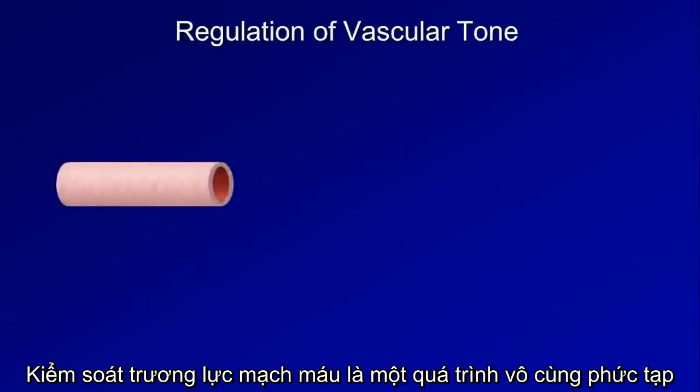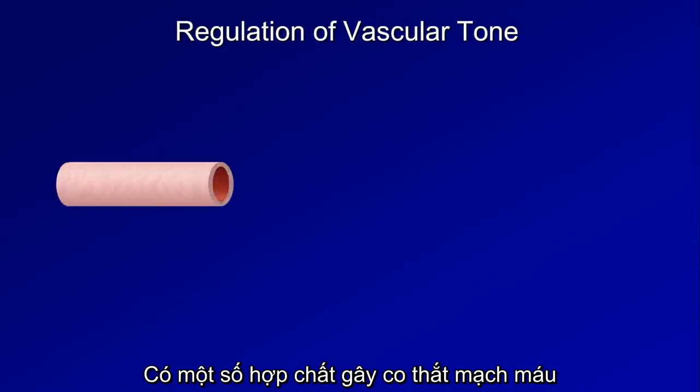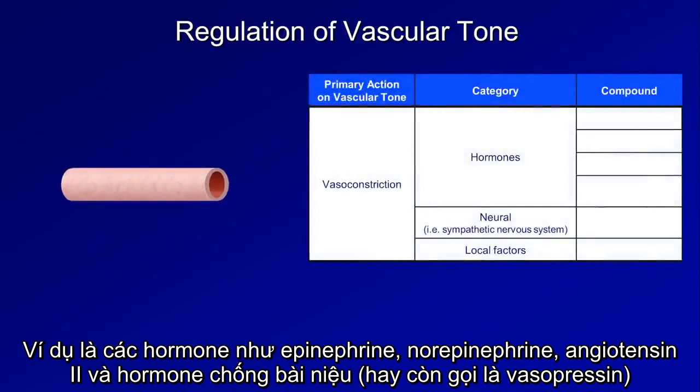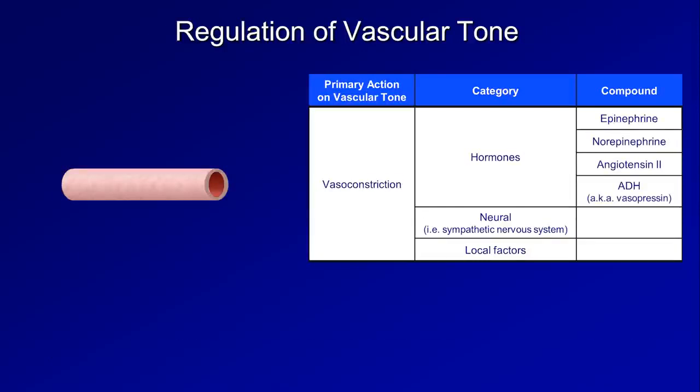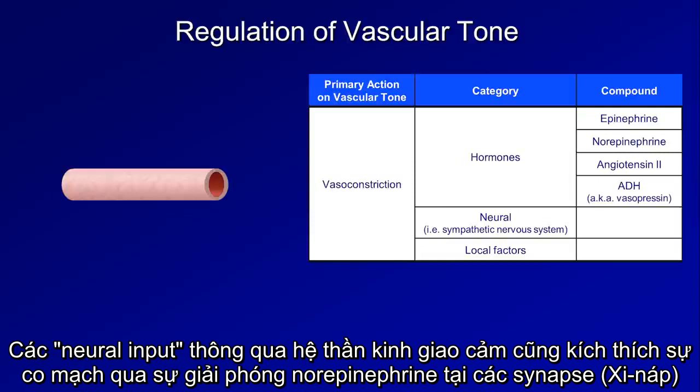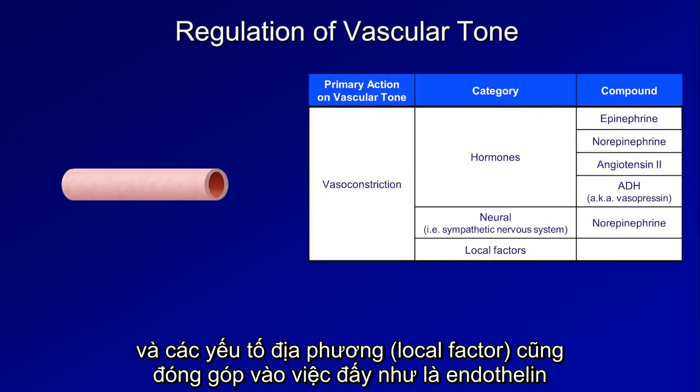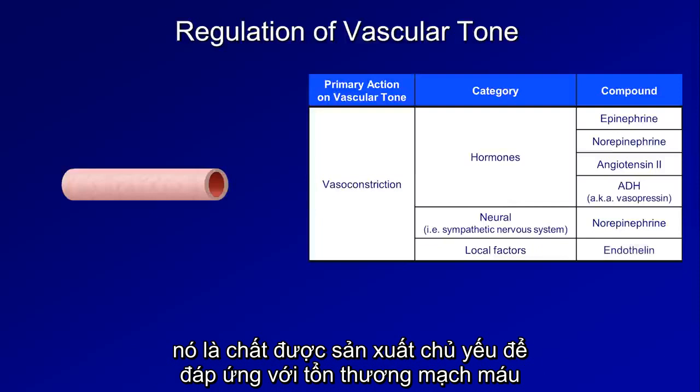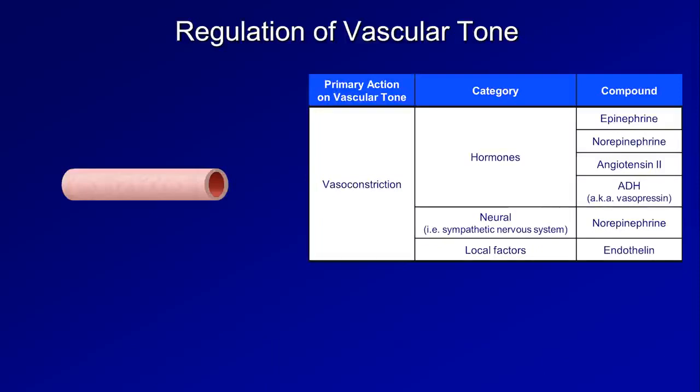Control of vascular tone is an incredibly complex process. There are some compounds that cause blood vessels to constrict, for example hormones like epinephrine, norepinephrine, angiotensin II, and antidiuretic hormone, which is also known as vasopressin. Neural input via the sympathetic nervous system also stimulates vasoconstriction via the release of norepinephrine at synapses, and local factors contribute as well, such as endothelin, which is predominantly produced in response to vascular injury.